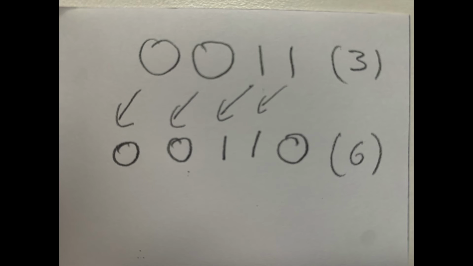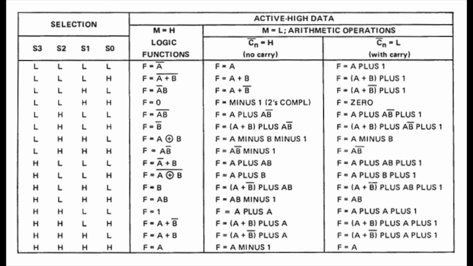Anyways, to accomplish such task, the function F equals A plus A must be used. According to the chart, the select lines must be HHLL, must be high, high, low, low, and mode must be low, and carry must be high. Therefore, with a slight change to the control code, this is accomplished.